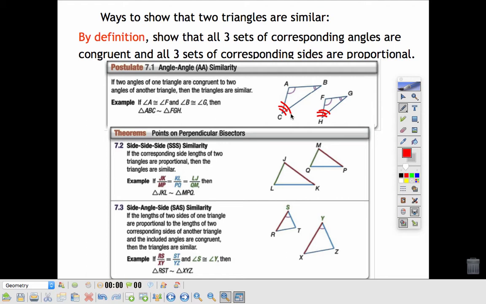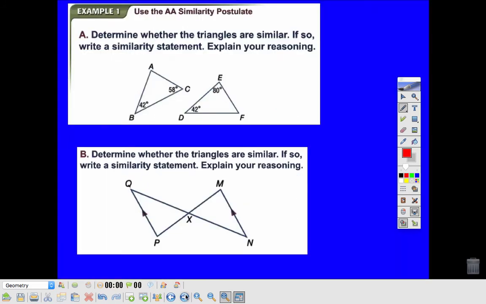And you can also use side-angle-side similarity. So if you know 2 sides and then the angle in between, then you know it must be similar. And don't forget that this is our similar sign, that little guy like that.